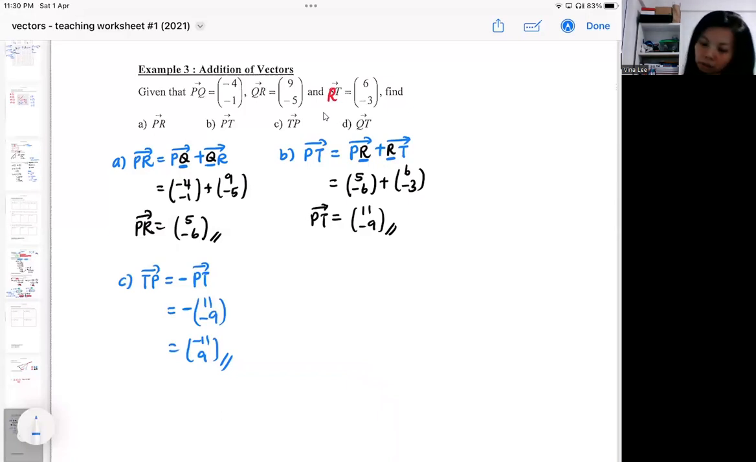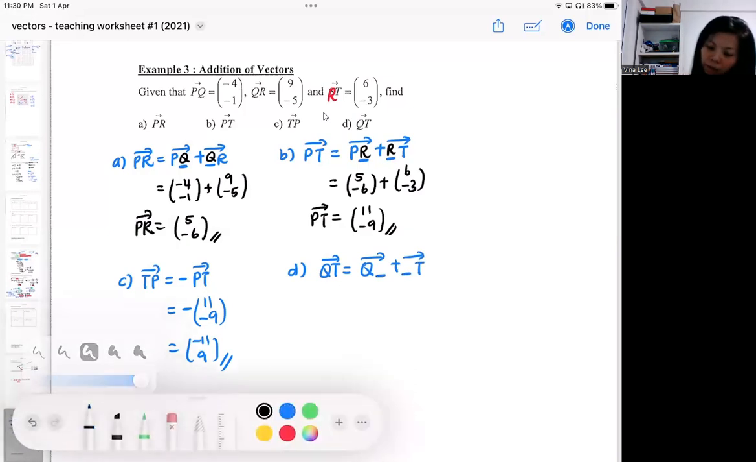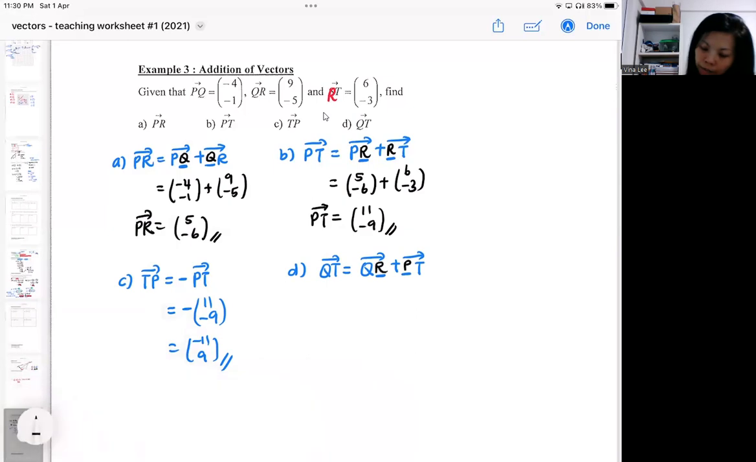Okay. Then the last one here, QT. If you look at QT, again, do the fill in the blank first. Mentally look for something that will be the same in the middle. In this case, it will be our R. QR plus RT. We have QR, then we got RT. And that's it.